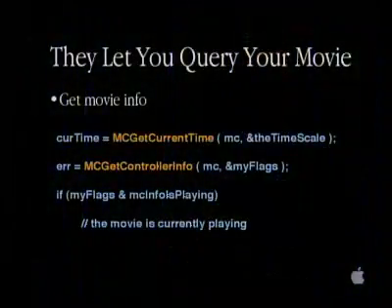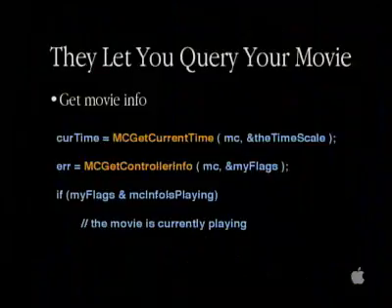The second thing you can do with them, so you can control, you can also query your movie. You can get movie information using your movie controller object, like MCGetCurrentTime. There's also one called MCGetControllerInfo. This is mostly used for adjusting menus. So let's say you have an edit menu that you need to adjust on the fly based on whether or not your movie is playing.